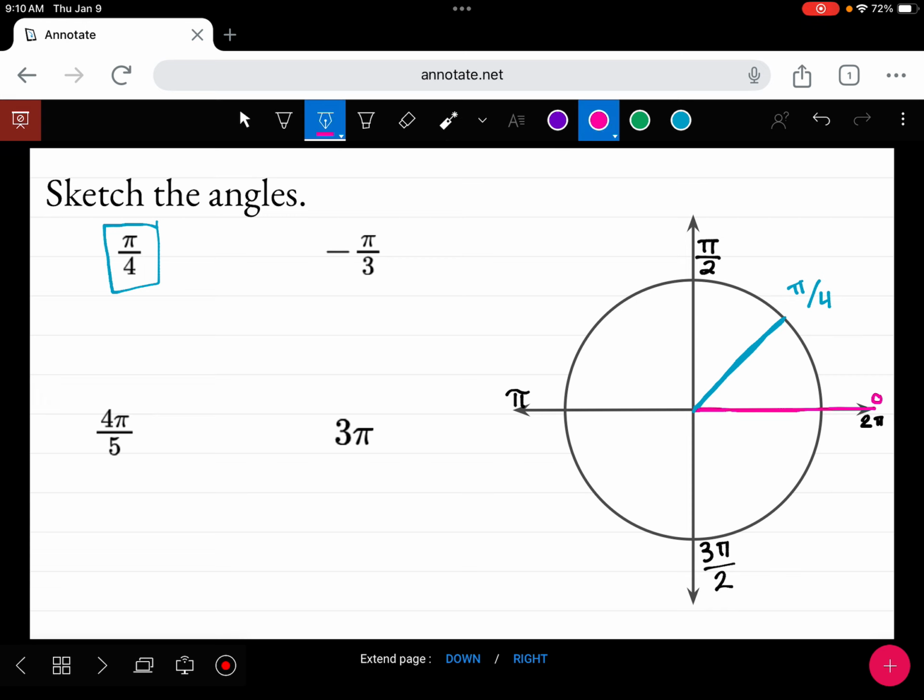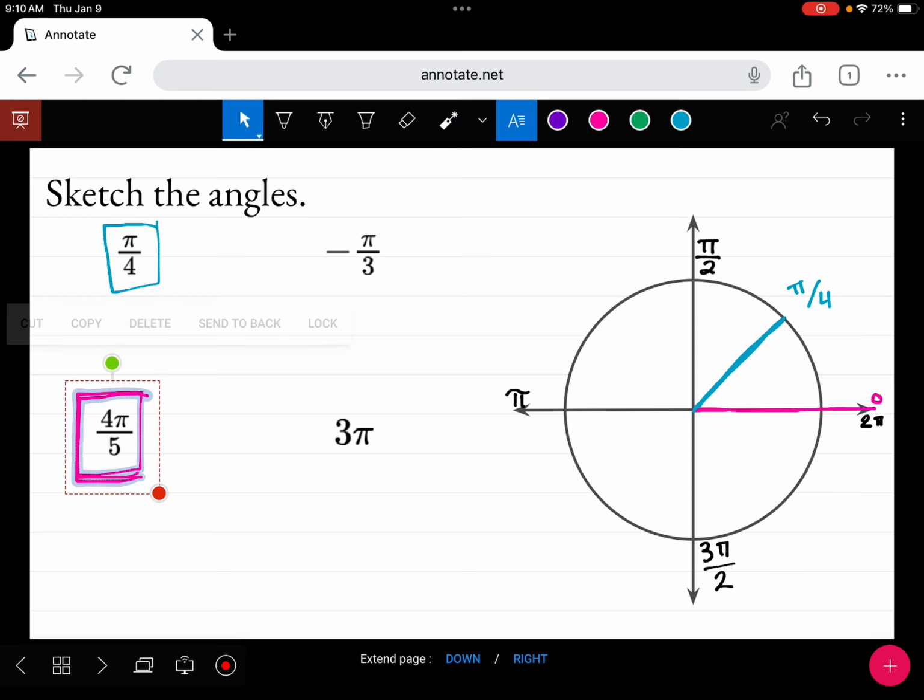What if we look at 4 pi over 5? Yeah, it's going to be closer to pi. I should not have that be pink. I had my initial position be pink. So, sorry, I'm just changing the color. Be purple. So it's going to be close to pi, but not quite past it.